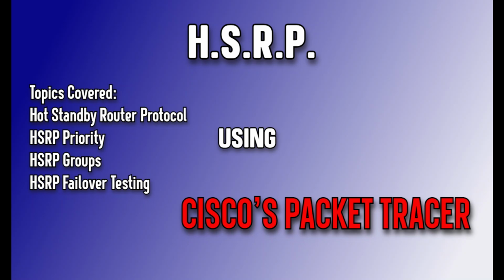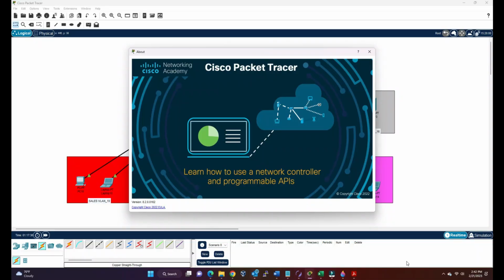In today's exercise, I will be demonstrating configuring HSRP, or Hot Standby Routing Protocol. We will configure HSRP and HSRP priorities, groups, and failover testing. For ease of demonstration, I will be using Cisco's Packet Tracer program, available for download on cisco.com.